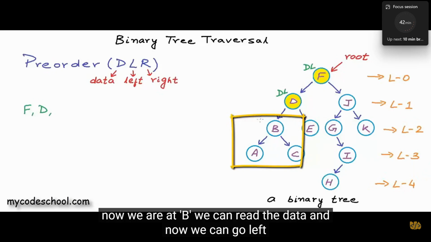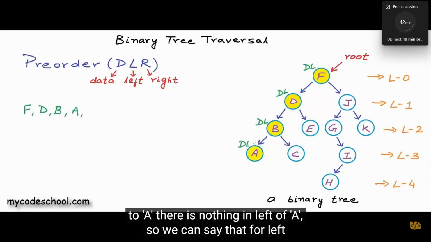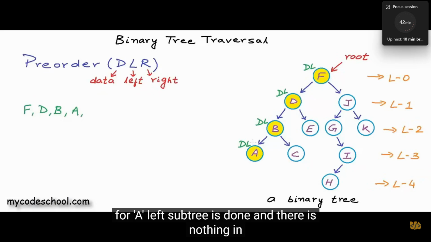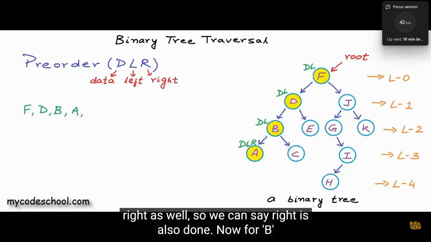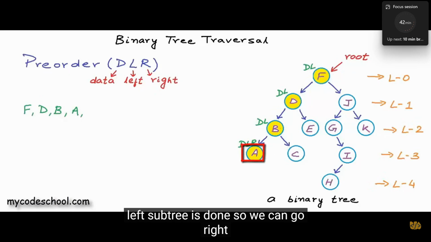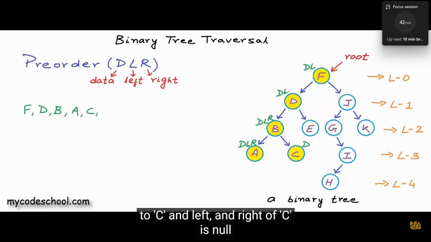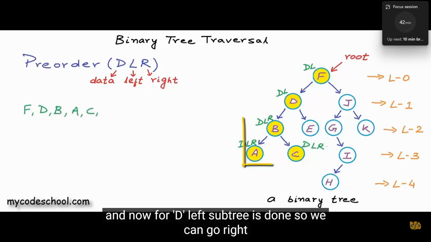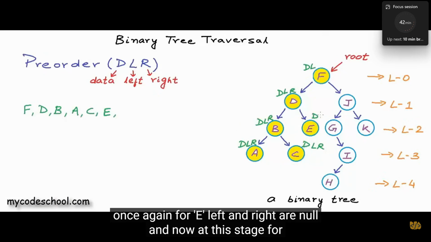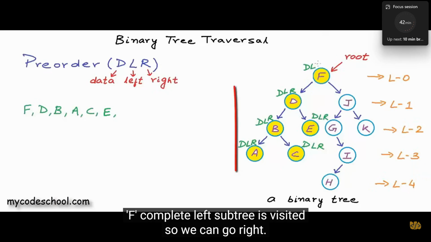Now we are at B, we can read the data, and now we can go left to A. There is nothing in left of A, so we can say that for A, left subtree is done, and there is nothing in right as well, so right is also done. Now for B, left subtree is done, so we can go right to C, and left and right of C are null. And now for D, left subtree is done, so we can go right. Once again for E, left and right are null. And now at this stage for F, complete left subtree is visited, so we can go right.